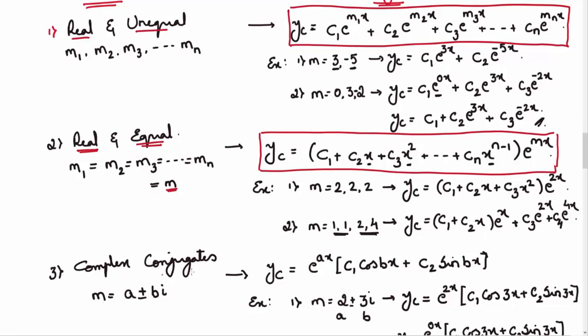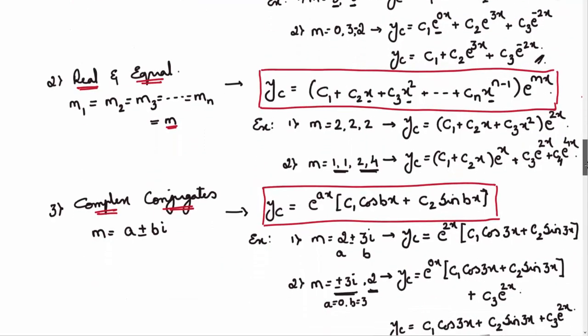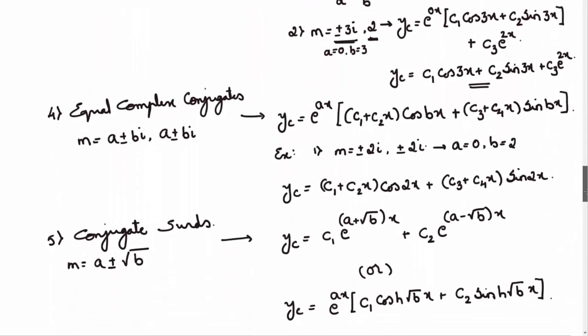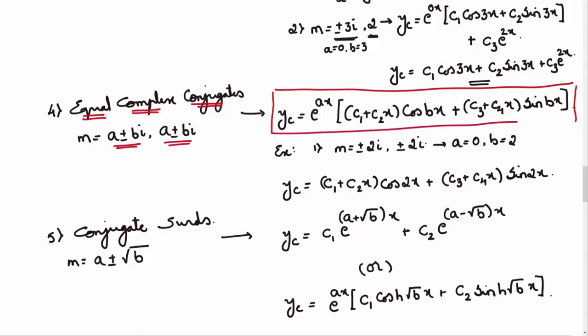And in the same way, if the roots are complex conjugates, that is of the form a plus or minus bi, then yc is given by e to the power ax into c1 cos bx plus c2 sine bx. And we have seen the examples of these three types also. And in the same way, if the roots are equal complex conjugates, of the form a plus or minus bi and a plus or minus bi, then the value of yc will be e to the power ax into c1 plus c2x cos bx plus c3 plus c4x sine bx.